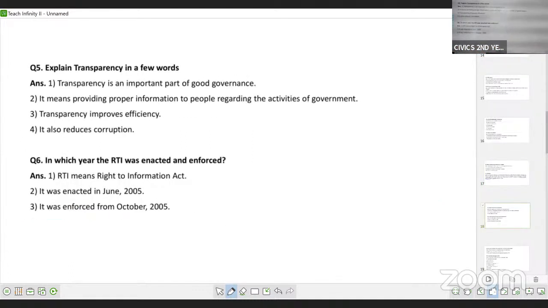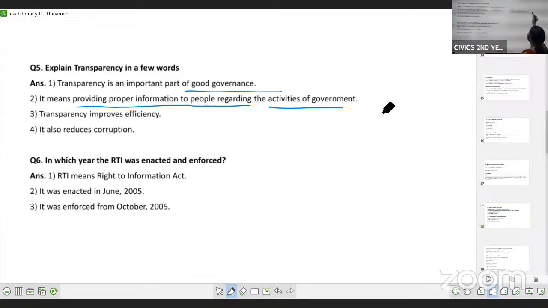Now, explain transparency in few words. Okay, explain transparency in few words. So, it is a part of good governance. Transparency is a part of e-governance, good governance. Everything should be clear. Nothing should be hidden from the people, because the information ultimately belongs to the people. So, what is transparency? It means providing proper information to the people regarding the activities of the government.